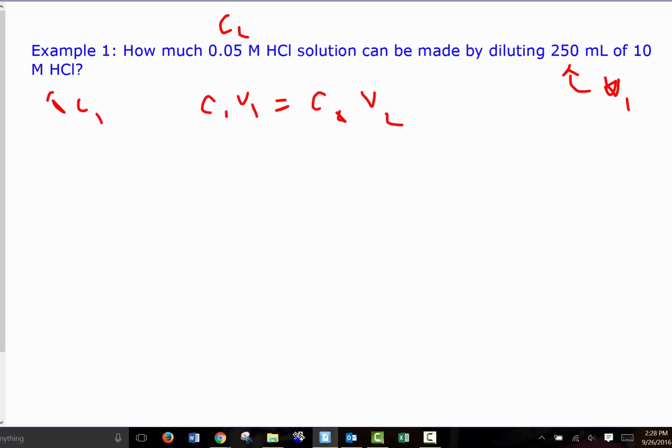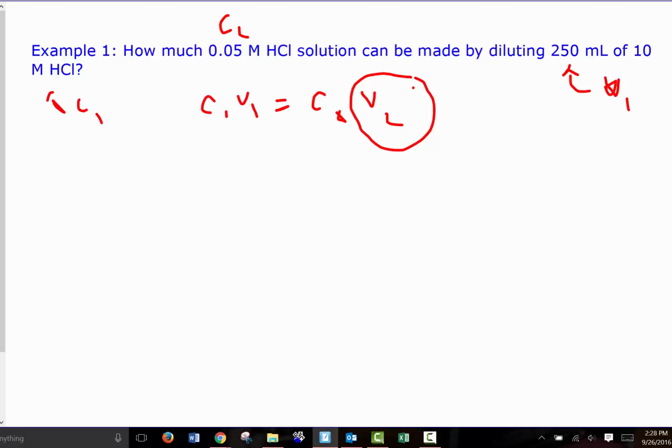Okay, so what are we actually looking for then? How much solution, how much of the diluted solution? So we're trying to figure out how much solution can we get in the end when we dilute this 10 molar solution by taking 250 mils, adding some water to get a 0.05 molar solution. So we are solving for V2. That's the unknown. We can go ahead and plug in everything we have right now, or we could rearrange it right now to solve for V2. I'm going to go ahead and rearrange it.